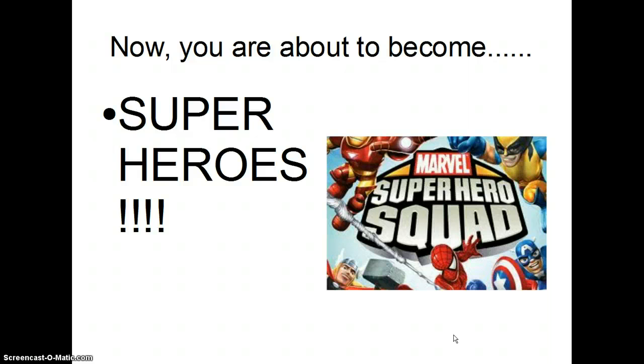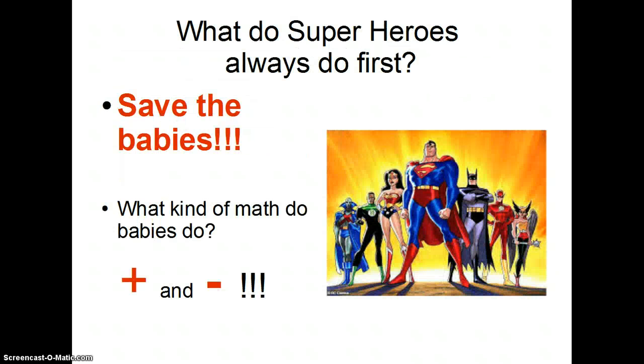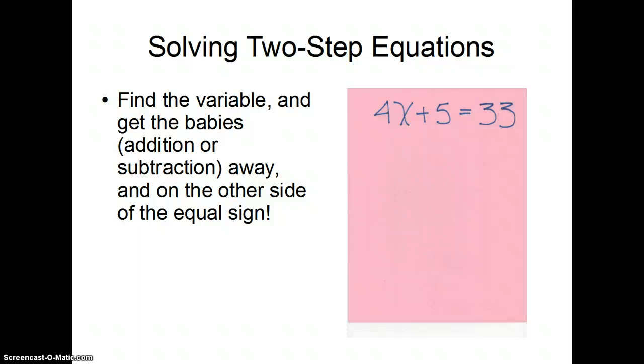Yay! We've been heroes. We've killed those fractions. We've annihilated coefficients. We've saved babies. It is time to become a superhero. And what do superheroes always do first? They save the babies. And what kind of math do babies do? They add and they subtract. That means when we have two-step equations, we're going to look for our babies first and save them.